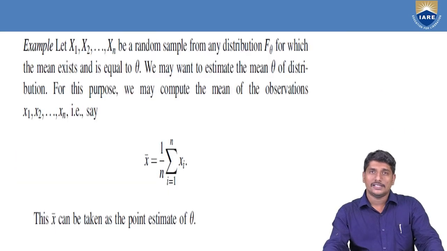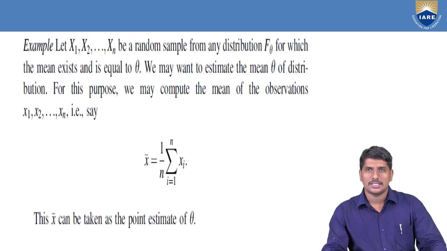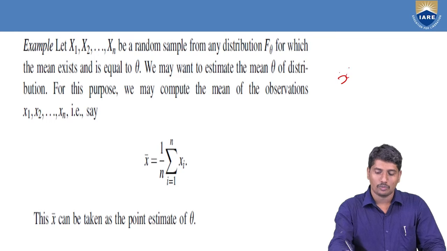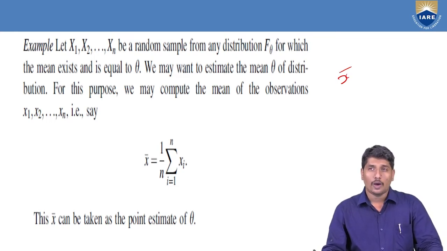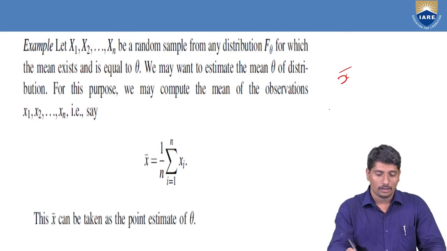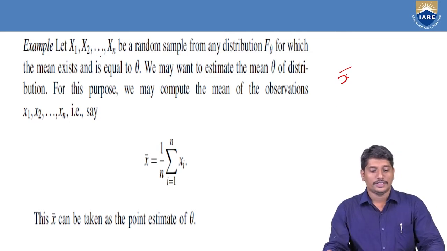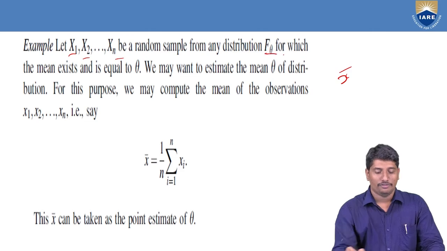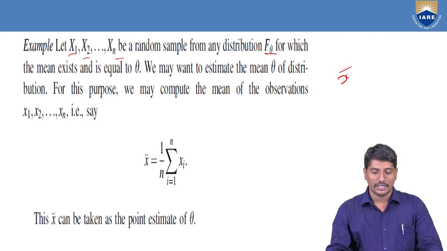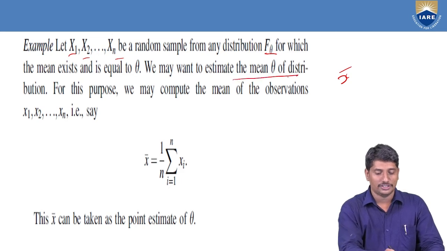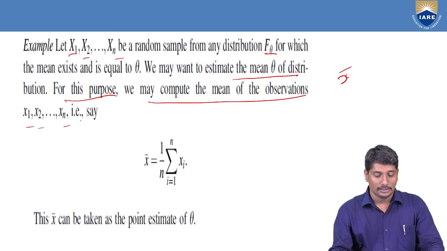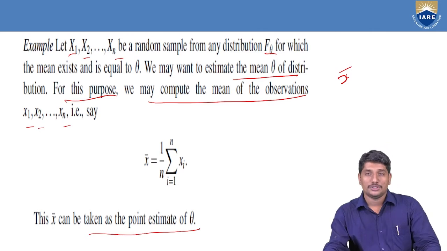Now let us recall the formula of sample mean. In your 10th class statistics, you can recollect what the sample mean, or the mean of data, is. Now our interest is in this example: let X1, X2, so on Xn be a random sample from any distribution F suffix theta for which the mean exists and is equal to theta. We may want to estimate the mean theta of the distribution. For this purpose, we may compute the mean of the observations x1, x2, and x bar can be taken as a point estimate of theta.